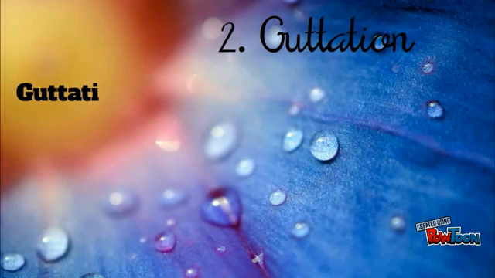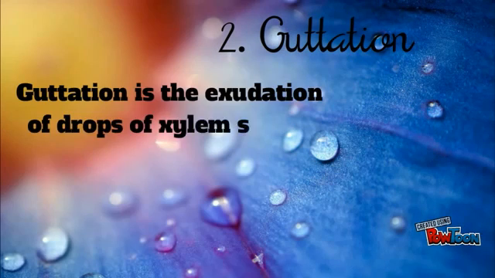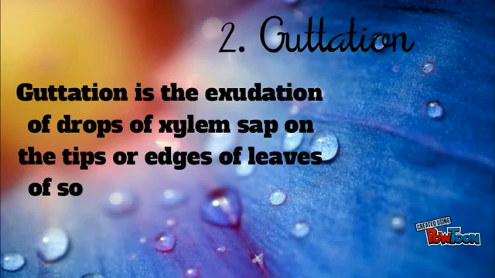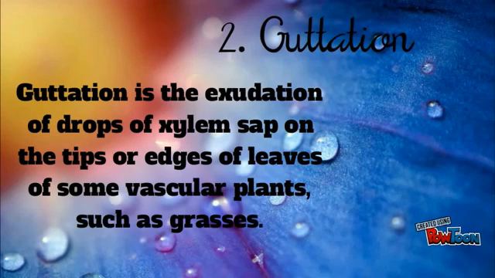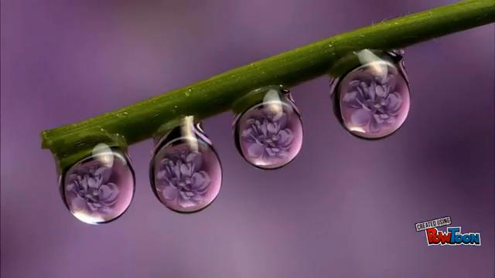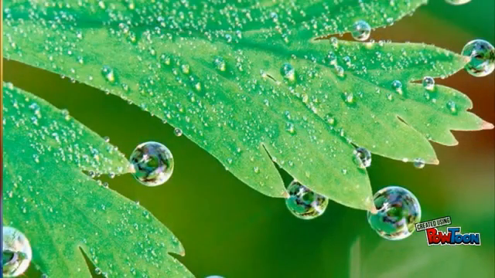Guttation. Guttation is the exudation of drops of xylem sap on the tips or edges of leaves of some vascular plants such as grasses. These are some pictures related to guttation.